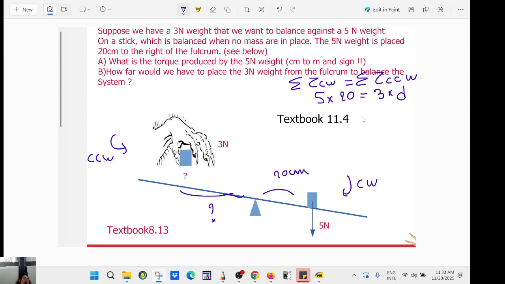Is that right? Yes, right? So the distance will be 5 times 20 divided by 3, right? Centimeters.